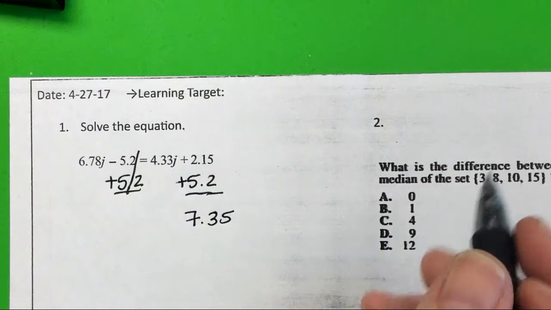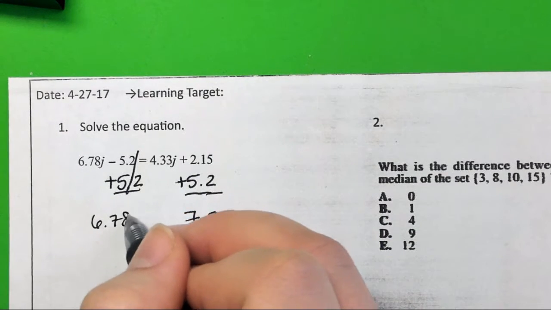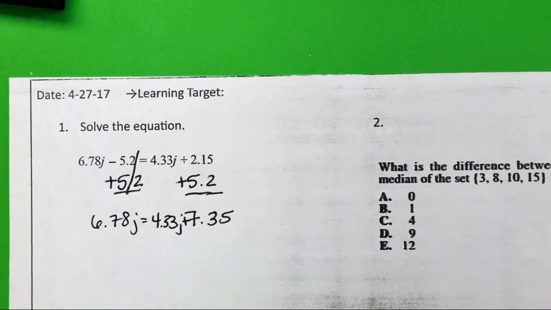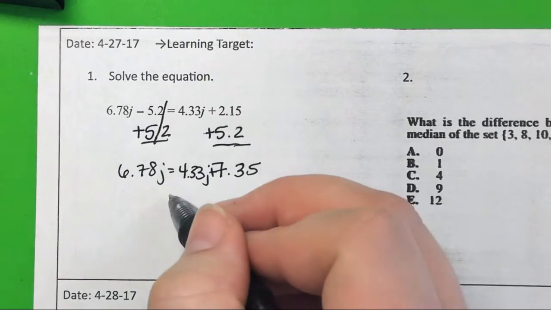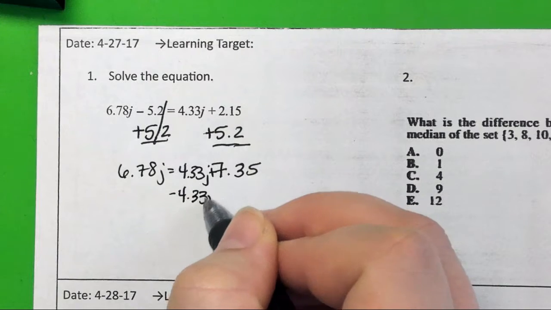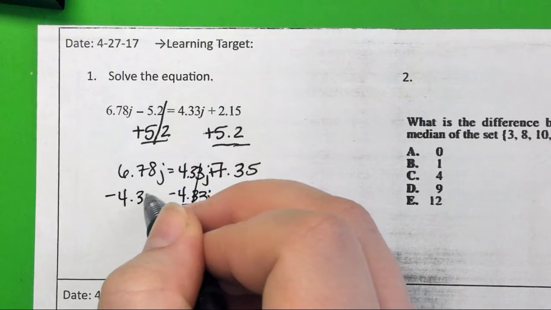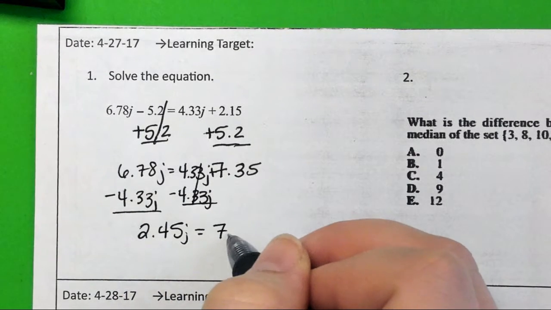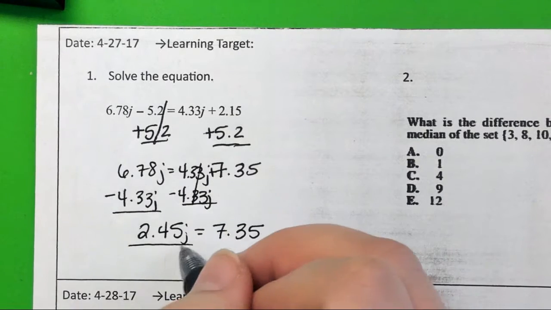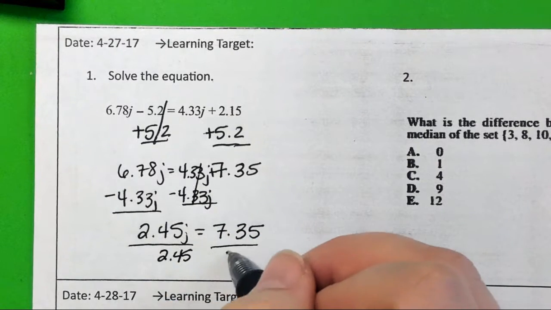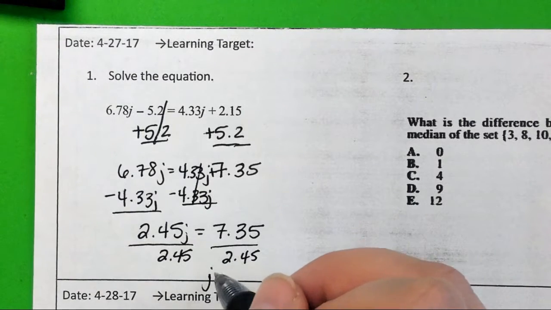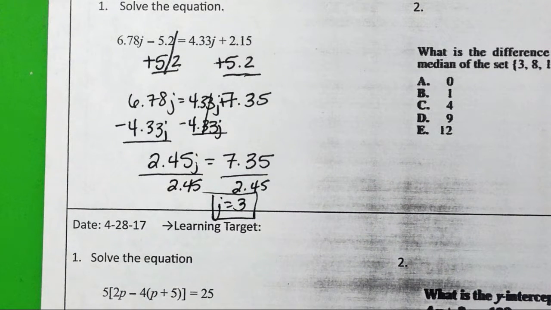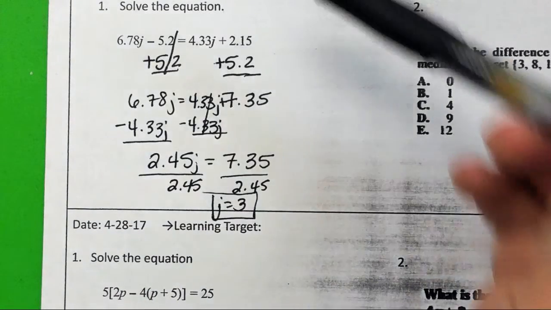And then this 6.7J equals 4.33J plus 735. And then you subtract 1.33J from both sides, and you get 2.45. And then divide 2.45 from both sides, and you get J equals 3. Now what? That's it. And then you check again.